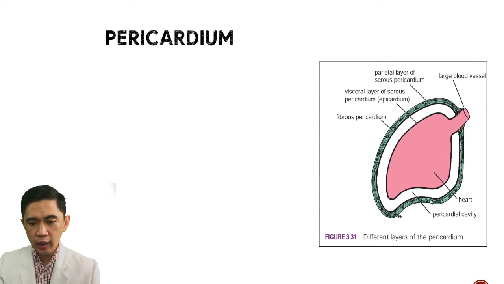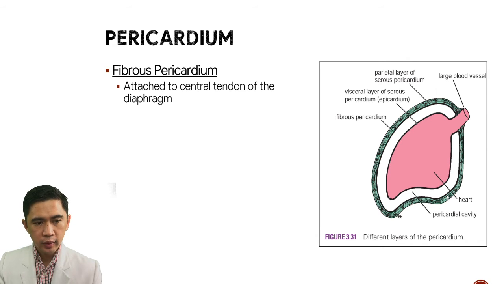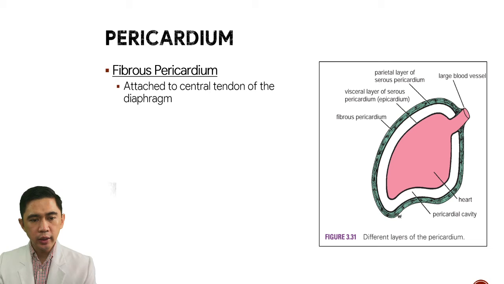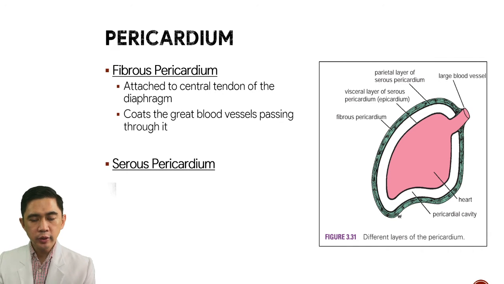So this is a good diagram to show the different parts of the pericardium. So we have the fibrous pericardium, the thickest one. And it is attached to the central tendon of the diaphragm below. It also coats the great vessels passing through it. So not only the heart, but also the great vessels. And we have the serous pericardium. This is the pericardium more intimate to the heart, and it has 3 layers.